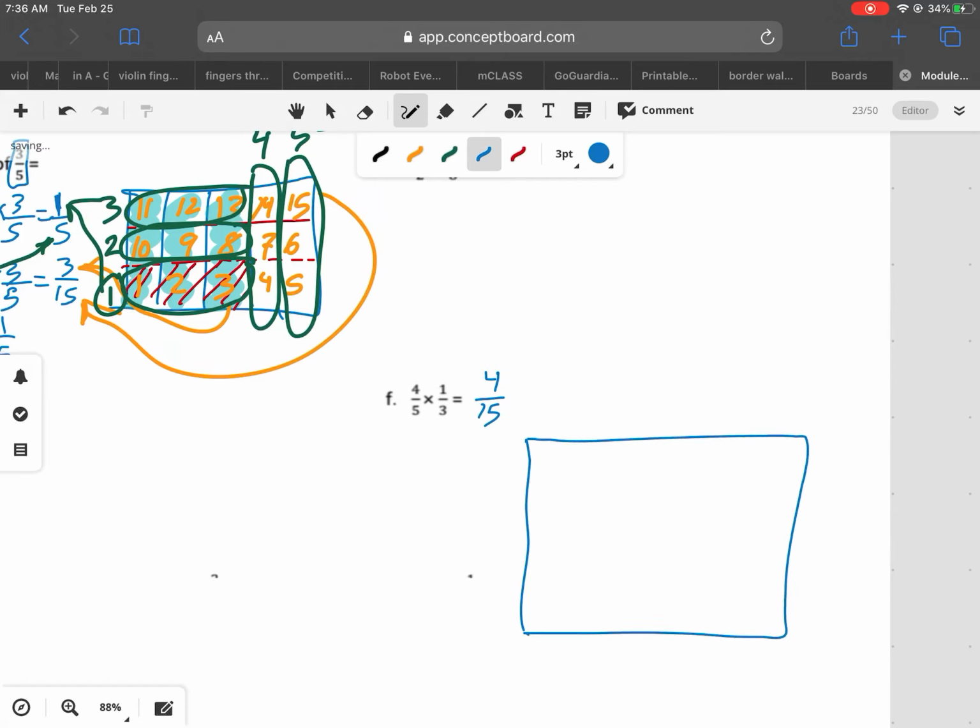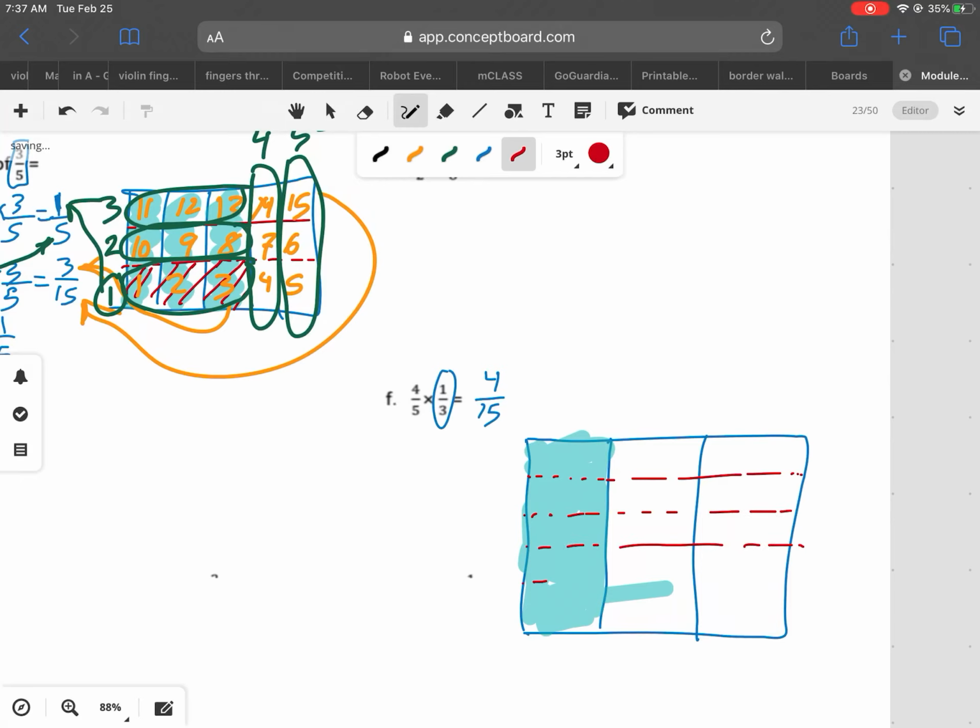So we're going to go ahead and start with our thirds. Does it really matter which one we start with? No, not really, but normally we do the second one first. Okay, and then we'll do the 1/3, so that means I need to shade in 1/3. And then I'm going to cut it into fifths. And I'm going to shade in 4 of them.